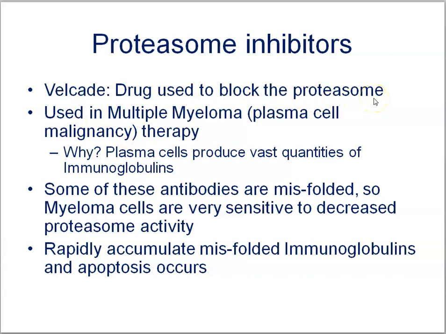Velcade is a proteasome inhibitory drug. It's used in multiple myeloma, which is a plasma cell malignancy. Plasma cells produce vast quantities of immunoglobulins. When plasma cells have immunoglobulin translocations, you get excessive amounts of misfolded proteins. Therefore, these cells are uniquely sensitive to proteasome inhibitors, and when you give these cells proteasome inhibitors, the cells undergo apoptosis.